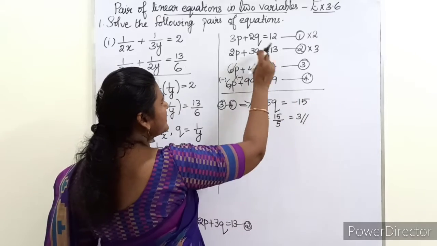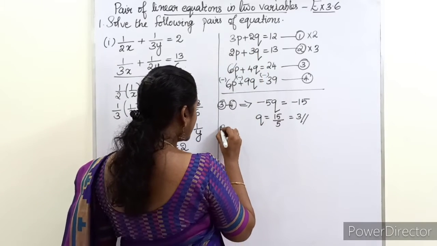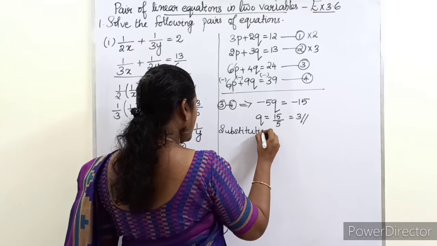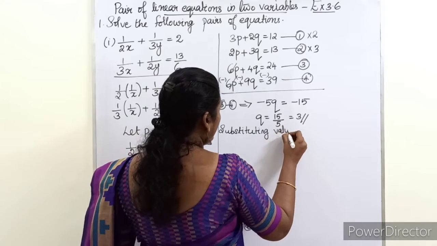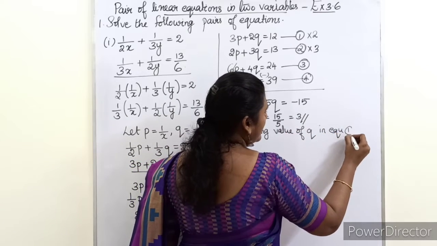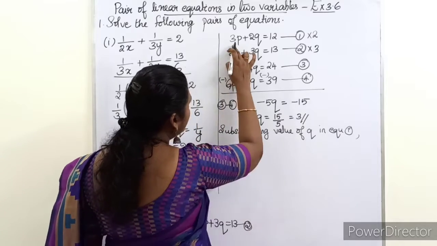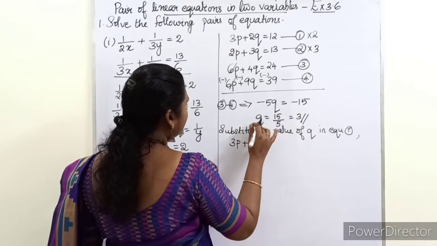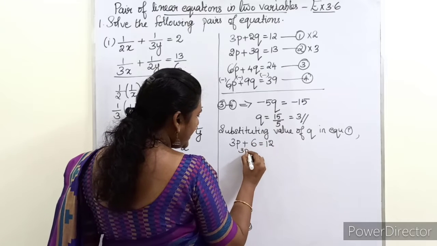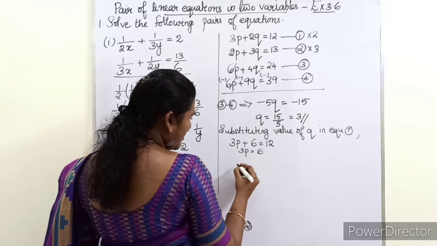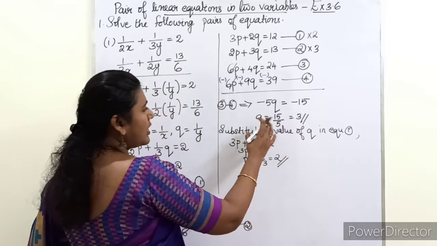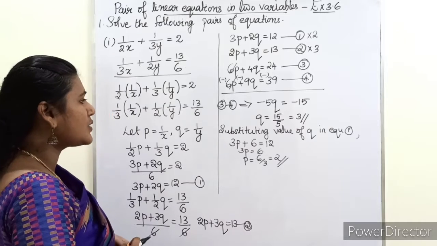This value we will substitute in the first equation. So substituting the value of q in equation 1, what we get is 3p plus 2 into 3, that is 6, is equal to 12. So 3p is equal to 12 minus 6, which is 6. So p is equal to 6 by 3, which is 2. So we got the value of p as 2 and q as 3.